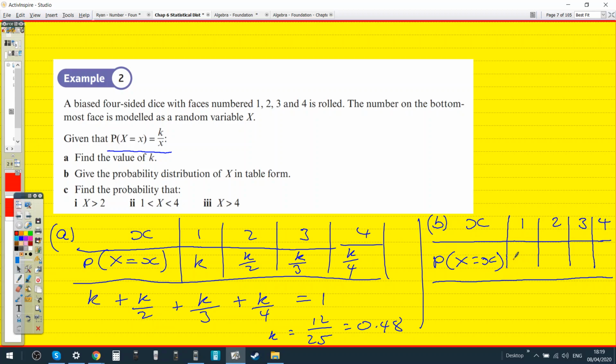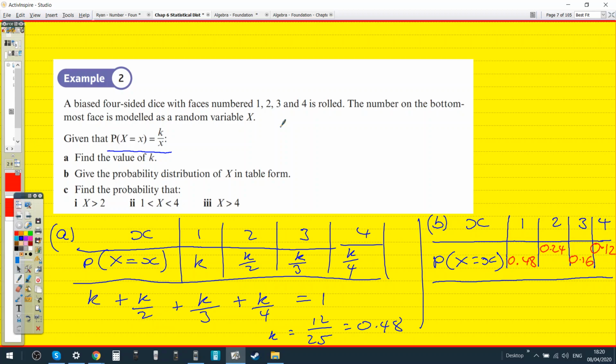For 1, it's 0.48. And then for 2, 0.24. And 3, 0.16. And 4 is 0.12. How can you check that that's correct? If they add up to 1. Which they do. Great. We can be sure B is correct.